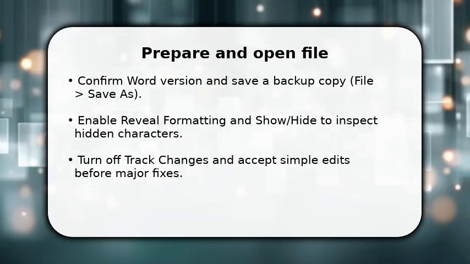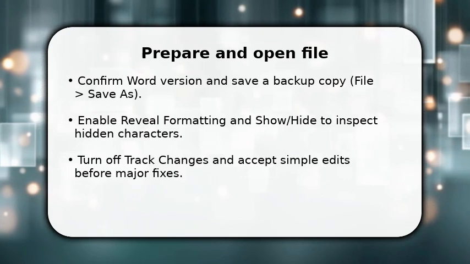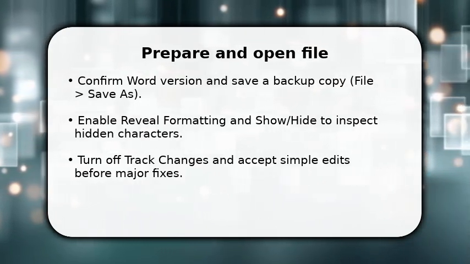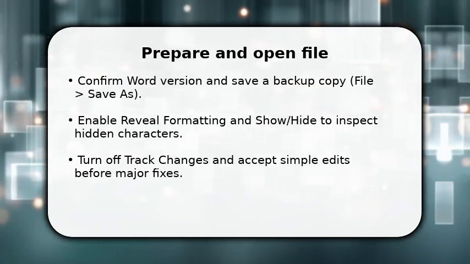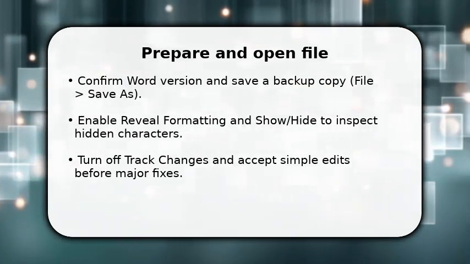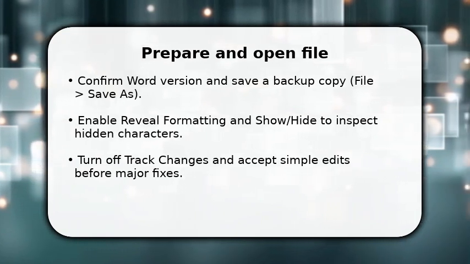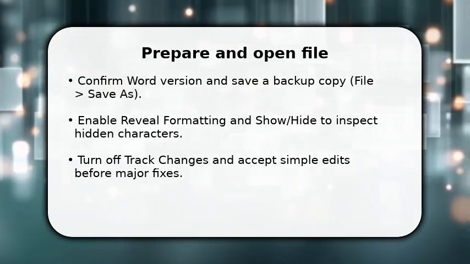You have the file and a backup. Now start fixing text directly. First, open Word and save a copy so you can revert if needed. Then enable show/hide and reveal formatting to see paragraph marks, spaces, and styles. This reveals why spacing or alignment breaks.